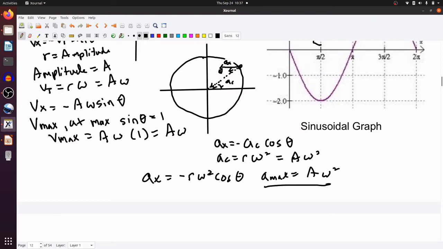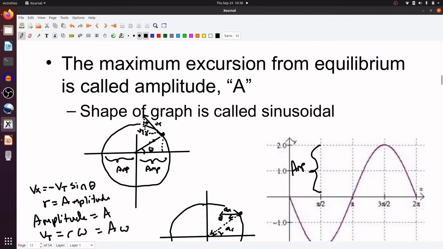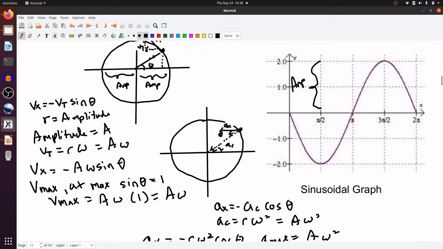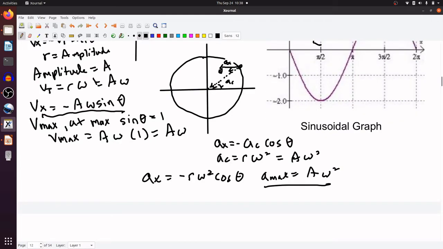Oh, yeah. So if you've had calculus before, obviously it's not required, you may notice that if you take the derivative of the Vx right here, this little function, you end up getting the acceleration. So calculus-wise it makes sense. If you don't have calculus, you don't need to listen to what I'm saying. You can just ignore that part.